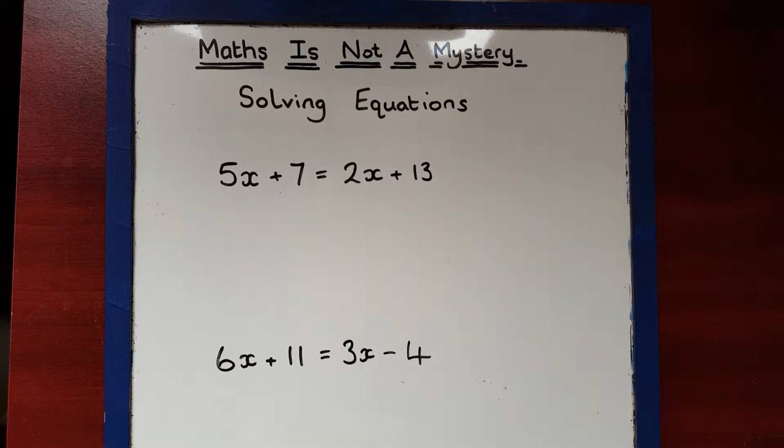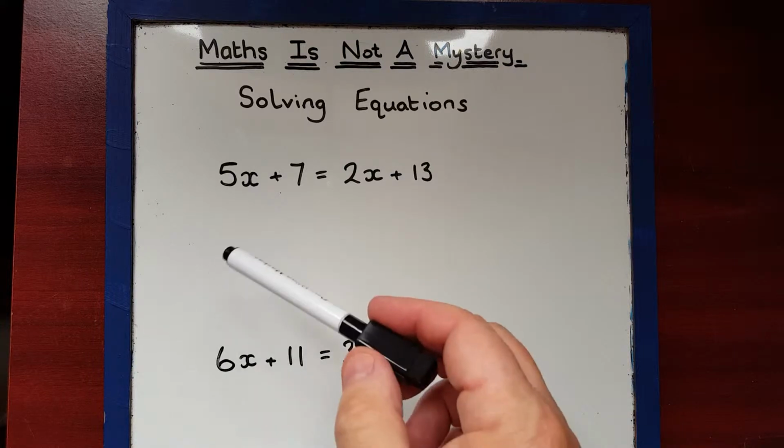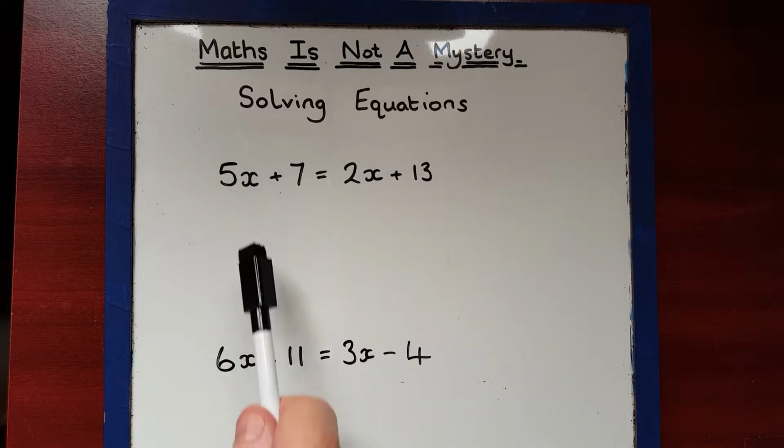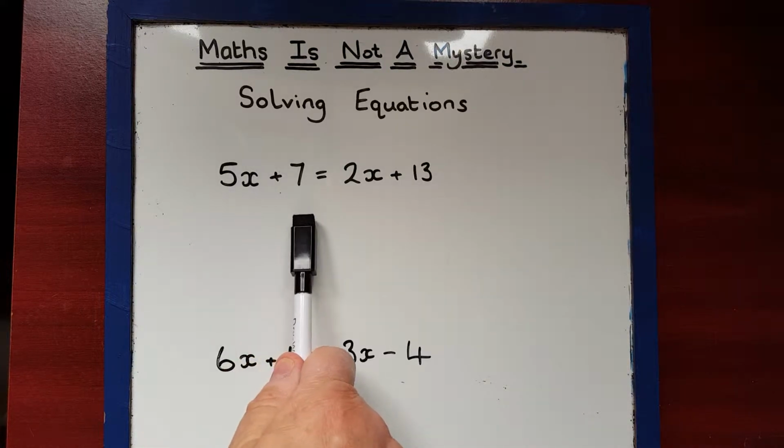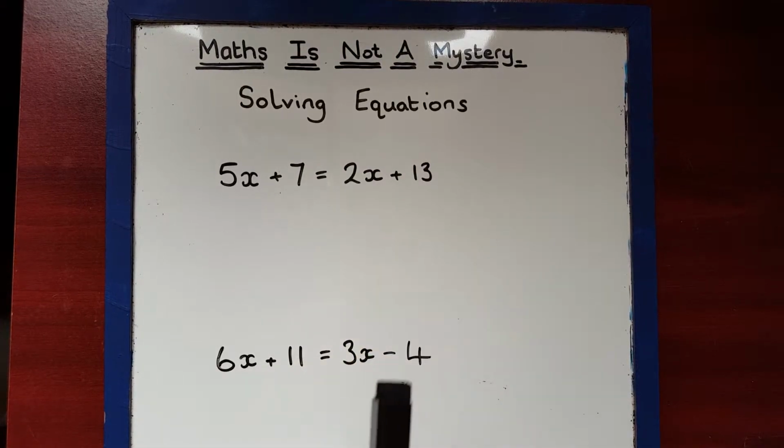We're going to be solving equations today, algebraic equations with two unknowns, one unknown on each side. Take a look at this first example here. 5x plus 7 equals 2x plus 13.